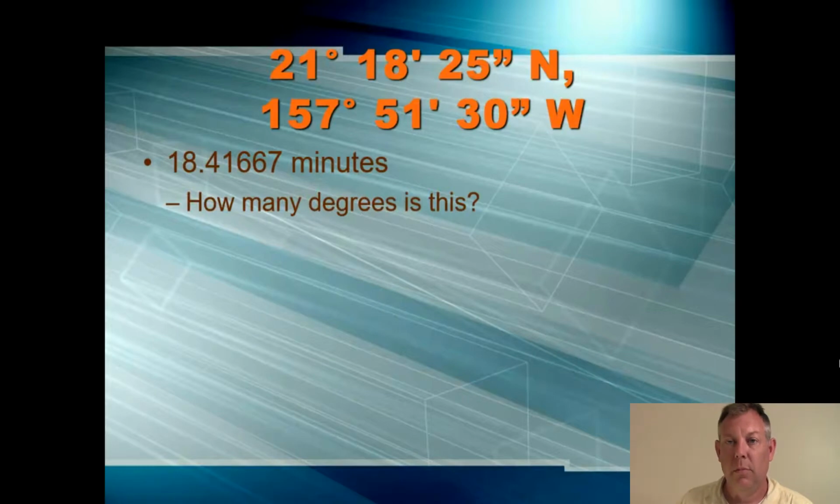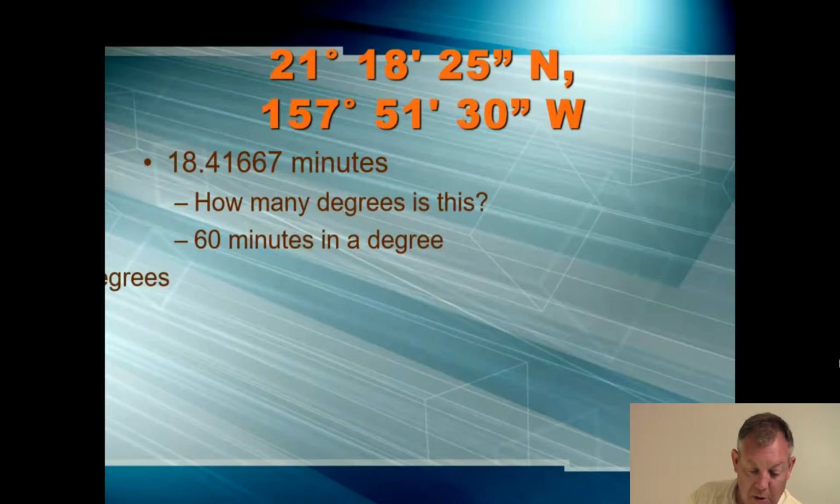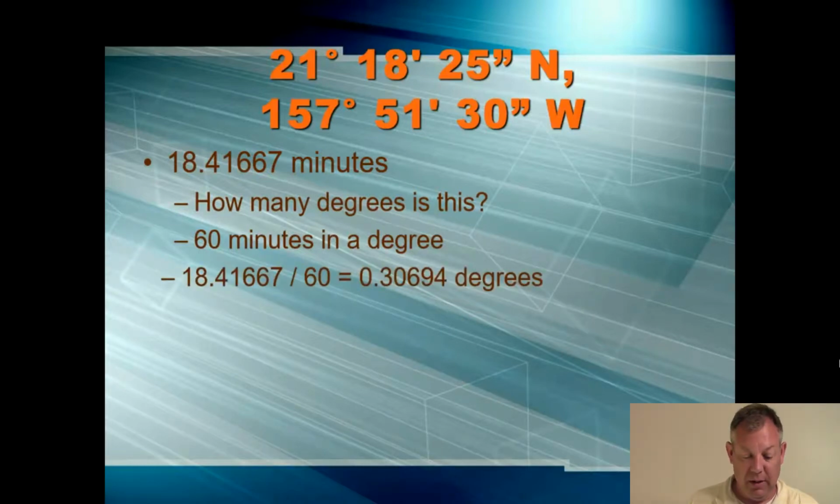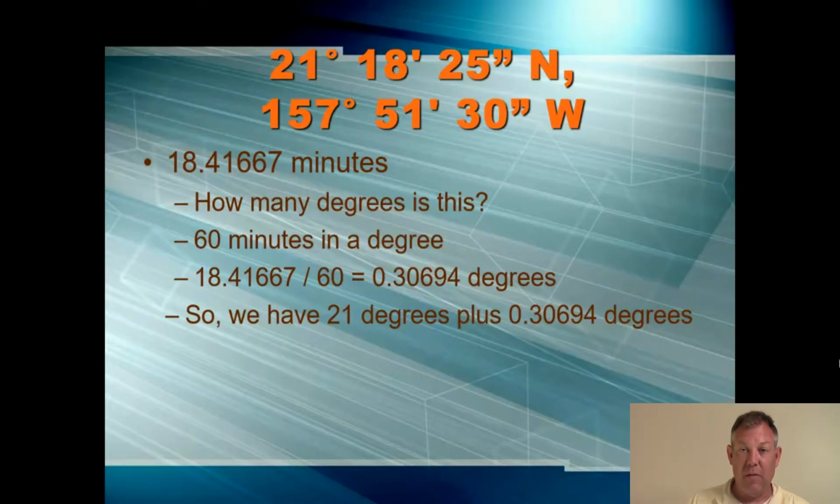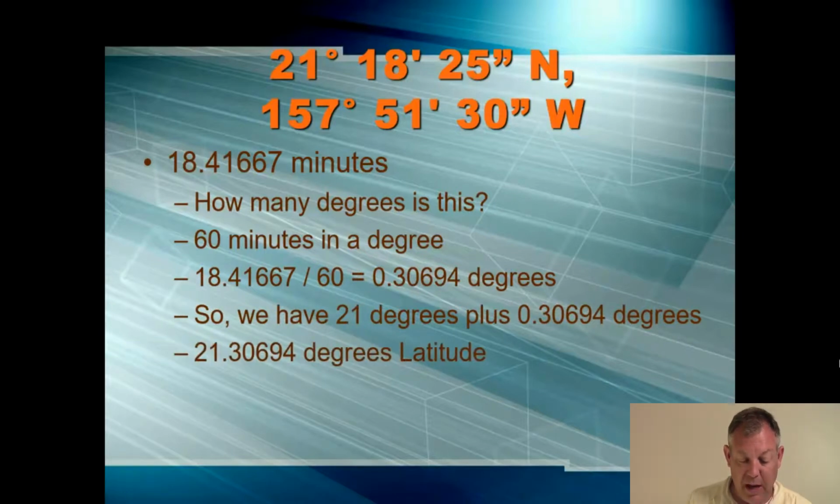Well, again, you know how to do this, right? You know there's 60 minutes in a degree. So now let's take this new number and divide it by 60. And that works out to 0.306 something something degrees, right? Now, that represents the fraction of degrees that I have in my coordinates. So I've got 21 degrees plus a fraction of a degree. What's the fraction of the degree? It's 0.30694. So sum those together, and now I've converted the latitude to decimal degrees, 21.306. And again, in your brain, you can double check this, right?